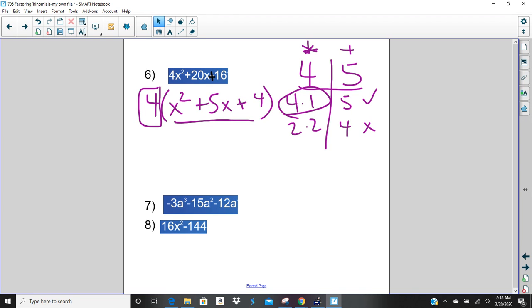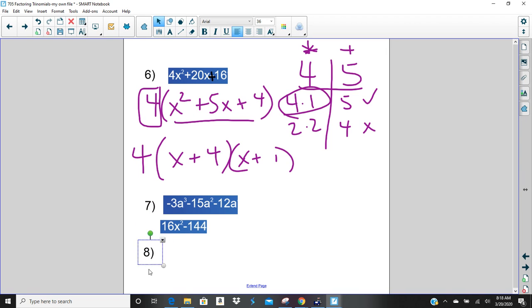So my final answer is going to be, keep the 4. Don't forget that 4 that you pulled out as the GCF, and we're left with x plus 4 and x plus 1. The order does not matter. Commutative property, it doesn't matter the order. Are we good? Okay, so let me move this down so we have some room.